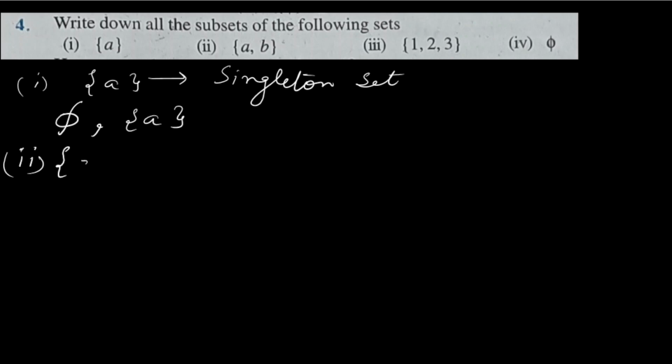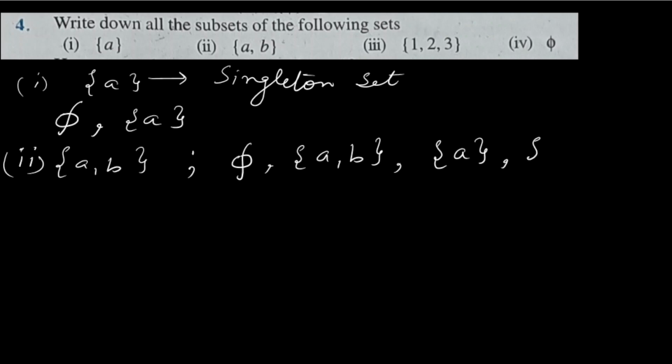Now I have another set, A comma B. If I have to write its subsets, first of all, phi will be its subset, then the set itself, meaning A comma B, I can write, then singleton sets, set A and set B. So these will be the subsets of this set.